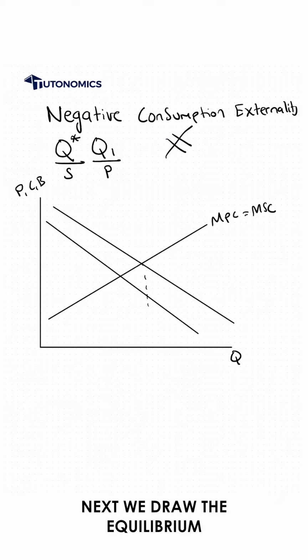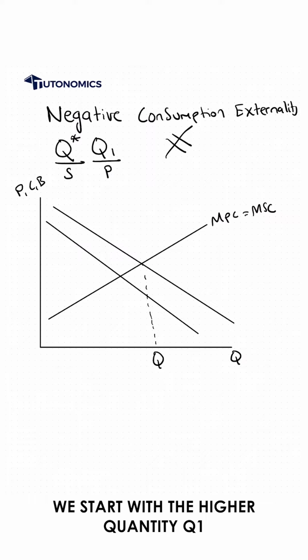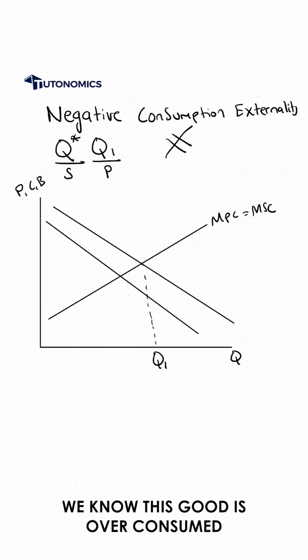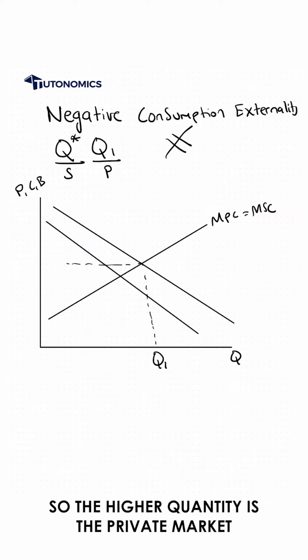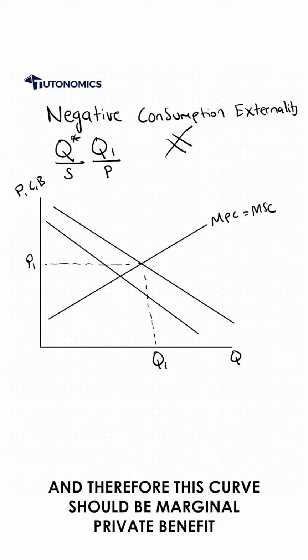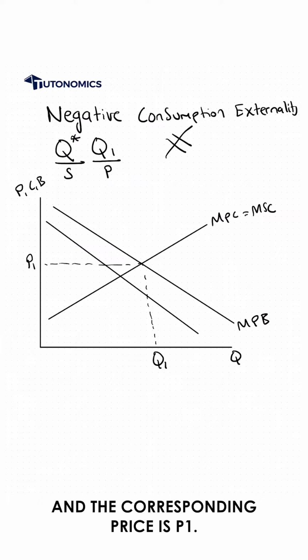Next, we draw the equilibrium. We start with the higher quantity, Q1. We know this good is overconsumed, so the higher quantity is the private market, and therefore this curve should be marginal private benefit, and the corresponding price is P1.